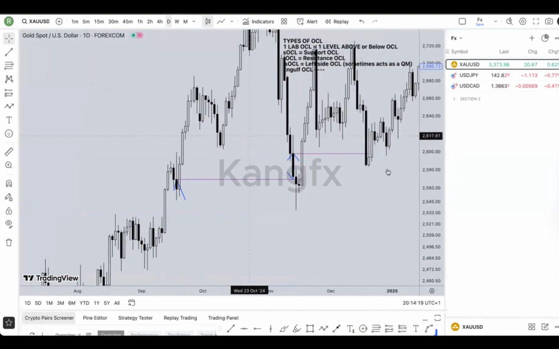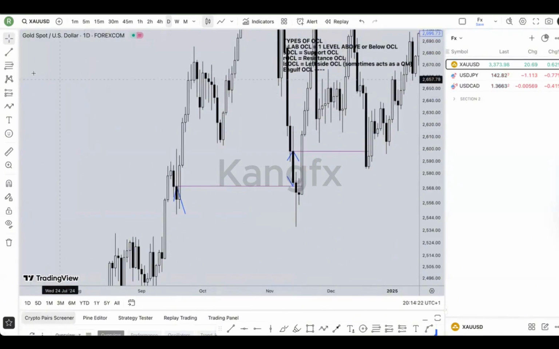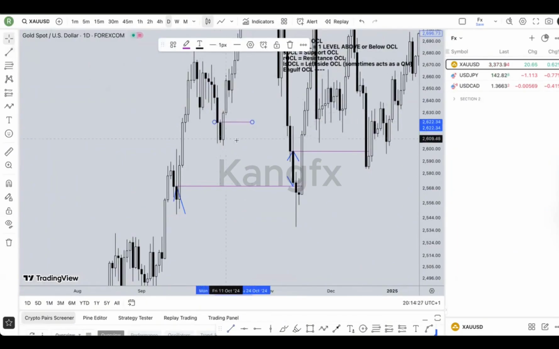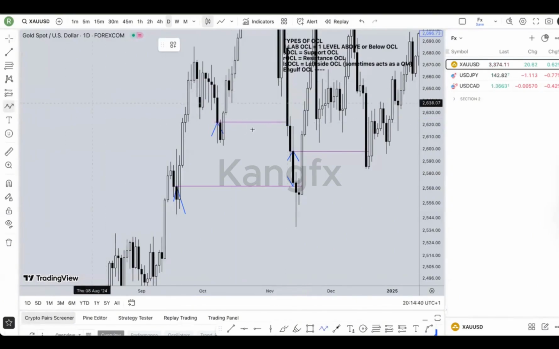This is another perfect one here. The LS OCL, left side. This was the OCL here, acting as a resistance, supposed to act as a resistance here, but the market broke through it. The same market came back again later. It was supposed to now act as a support, but the market broke through it.